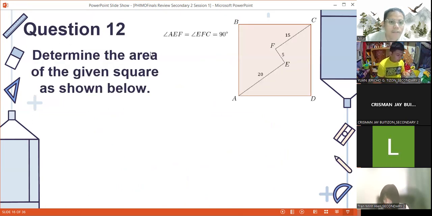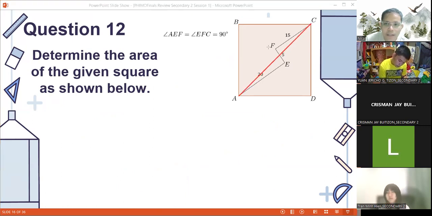Determine the area of the given square as shown below. If you notice here, the problem that we have is that it already requires solving for the diagonal inside, right? So the area of this one should be 1/2 of the diagonal squared, where this one is the D. Now the problem is, how do we get the diagonal?